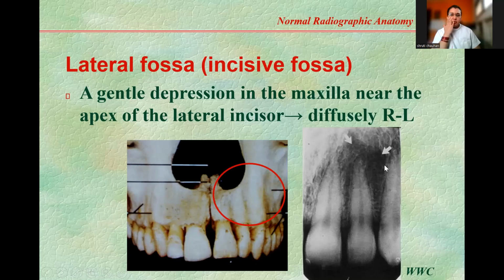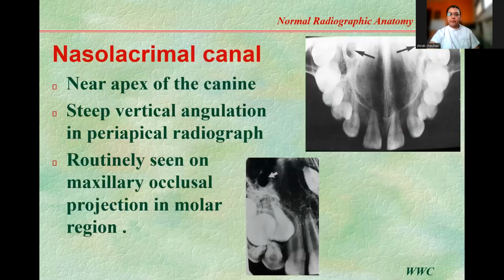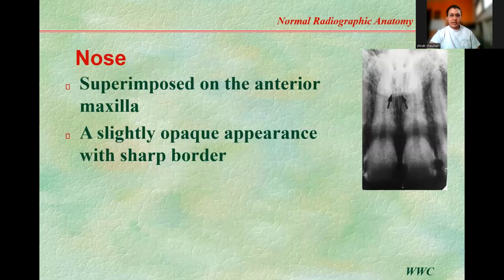Again, a fossa means a depression. To understand this much better, when you did carving, you all must have done teeth arrangement, right? So when we are doing the carving, when we're giving the scalloping for the teeth, the side between the lateral incisor and the canine, we give a deeper groove. So that is the lateral fossa that we are carving. Okay, so it is a radiolucency over there, lateral to the lateral incisor.